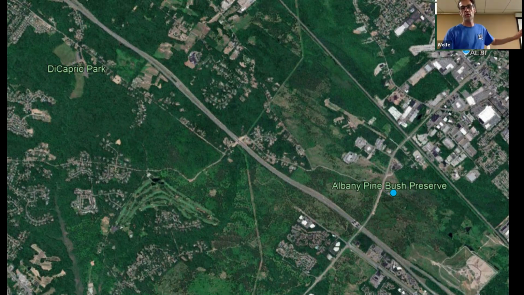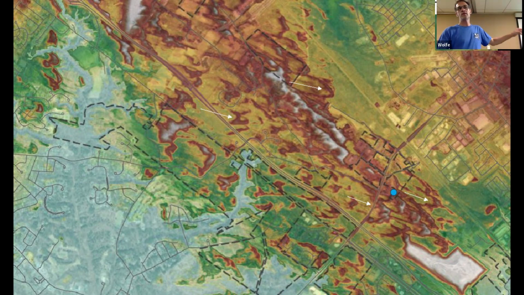I'll just go back and forth. There's the blue dot for the Pine Bush Preserve. And again now. You see the shapes? You see those parabolic dunes? They're easy to see. I've shown a few white arrows that show the direction from the west, northwest to east, southeast, very consistent through the whole area. There's the landfill, obvious. This is the Overlook Dune right here. And to me, it's beautiful.